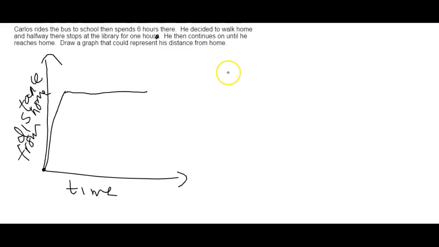He walks home, so walking home is not going to be as quick as riding a bus. So the line's not going to be as steep. Then he stays at the library for an hour. So that's a straight line again, but not nearly as long as the original one. The original straight line was for 6 hours, so not nearly as long. And then he finishes walking home, which again is not as steep as riding the bus or being in a car.